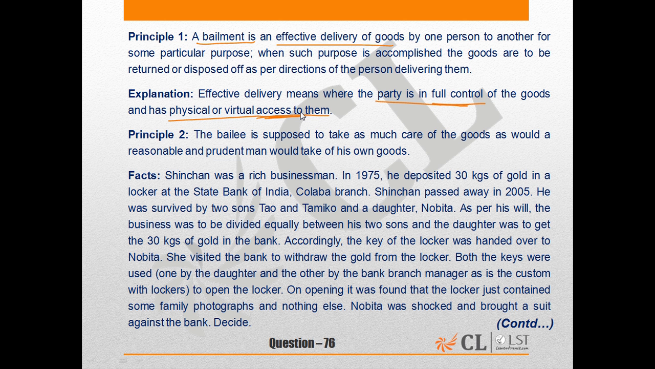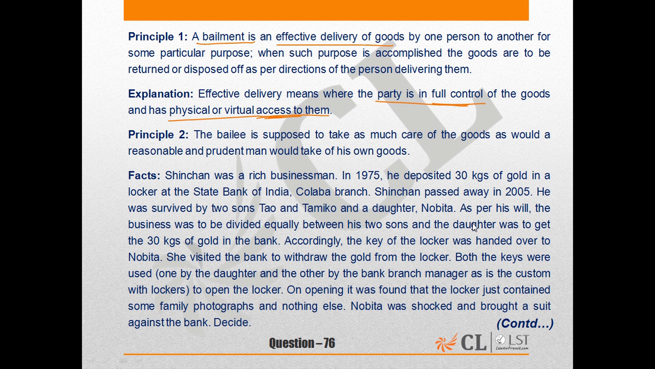And principle 2 says that the bailee is supposed to take as much care of the goods as a reasonable and prudent man would take of his own goods. Now, there was a rich businessman. He deposited 30 kg of gold in a locker at State Bank of India, and he passes away in 2005. He has 2 sons and 1 daughter. The sons get his property and the daughter is supposed to get those 30 kg of gold. Now, the key of that locker was handed over to the daughter.